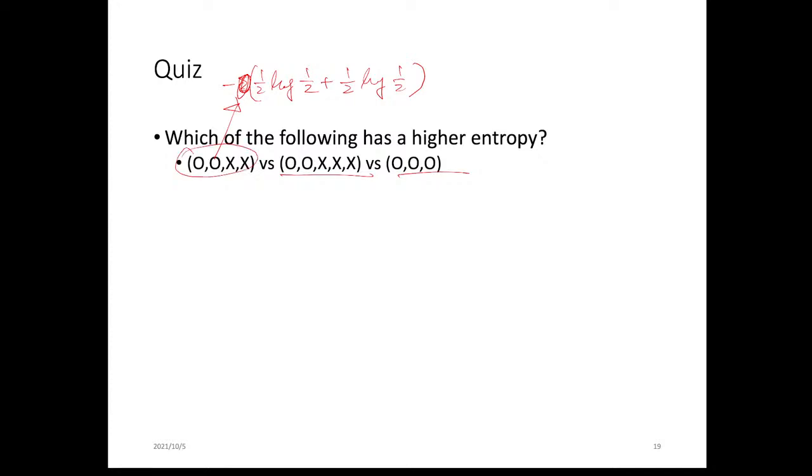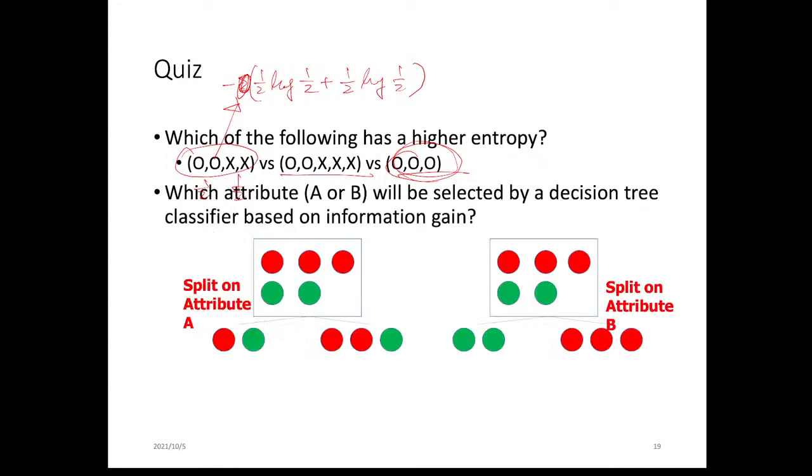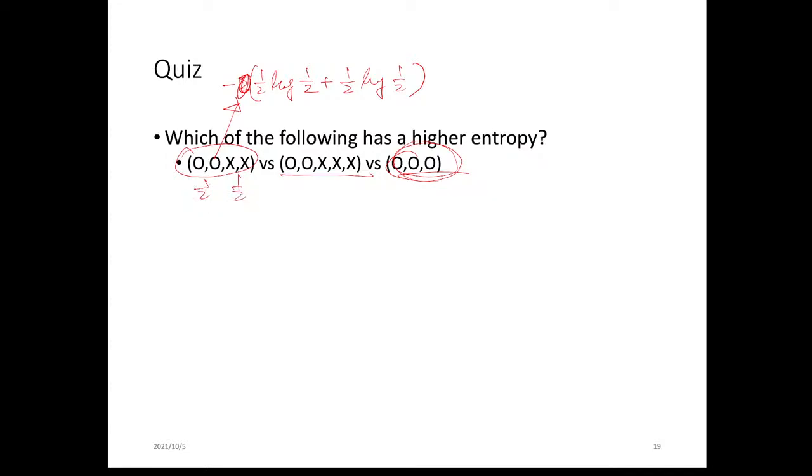Because you have half and half. This is the most chaosness you could get. And this is the lowest entropy, right? Everything belongs to one group, so it's very certain, so it has the lowest entropy. So even without computing anything, we know the entropy of this is larger than this, which is larger than this.